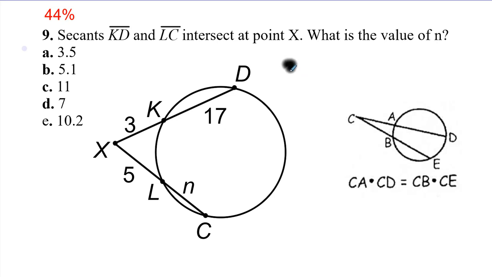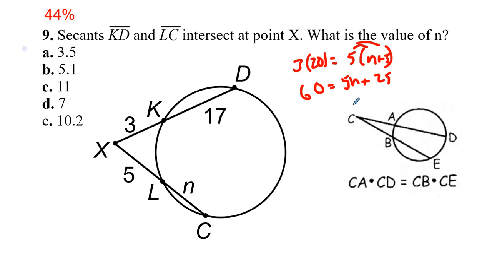But anyway, 3 times, whoa, that was not what I was looking for. Let me try this again. There we go. All right, so 3 times the whole thing, which is going to be 3 times 20, is going to be equal to 5 times the whole thing, which is 5 times n plus 5. So the first thing we have to do is distribute the 5 through to both of those. So we're going to get 60 is equal to 5n plus 25.